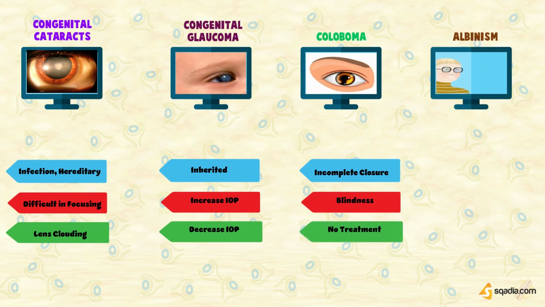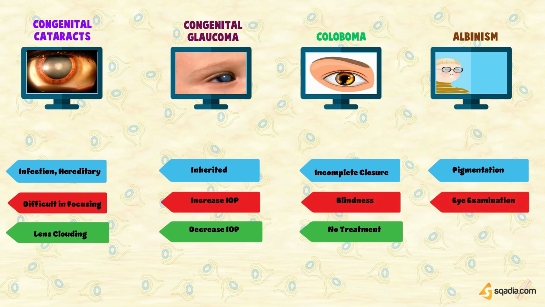Last is albinism. Albinism affects pigmentation in the skin, hair, iris, and retina, and is diagnosed from an eye examination. The lack of pigment in the iris and retina can lead to numerous eye conditions including macular hypoplasia, optic nerve hypoplasia, nystagmus, light sensitivity, and overall poor vision.